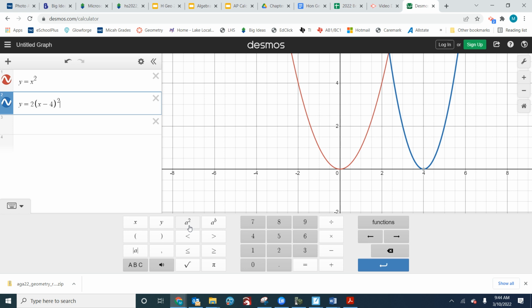Now, let's check our work. We said our vertex was going to be where, guys? 4, 0. Is it narrower? Yes, and it should be. Look at the line of symmetry, guys. Right through 4. Right through 4.